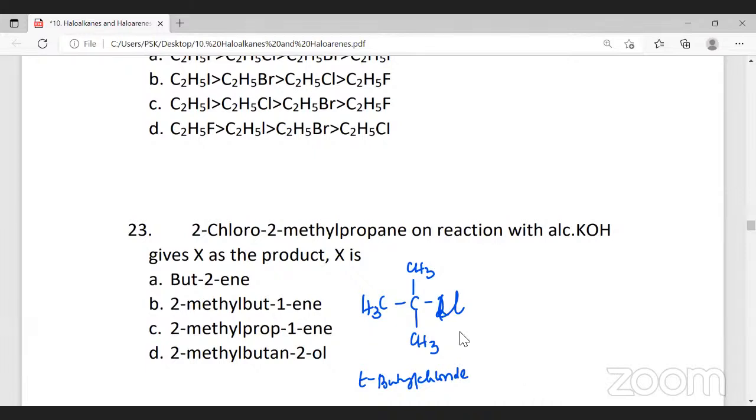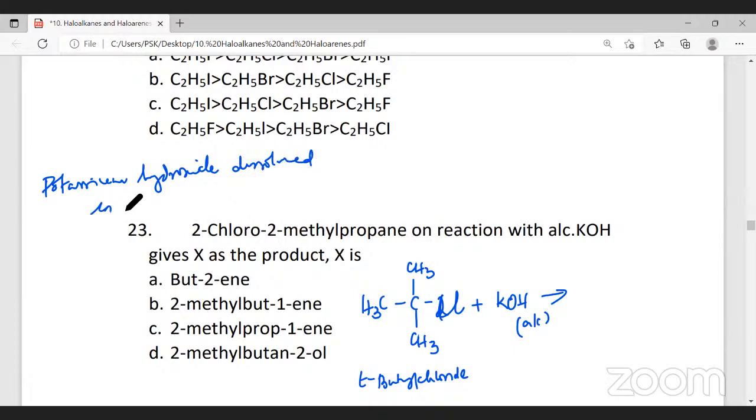Now, when this tertiary butyl chloride is allowed to react with alcoholic KOH. What do you mean by alcoholic KOH? Alcoholic KOH means potassium hydroxide dissolved in alcohol. Potassium hydroxide dissolved in alcohol is called alcoholic potassium hydroxide. This alcoholic potassium hydroxide is a dehydrohalogenating agent.